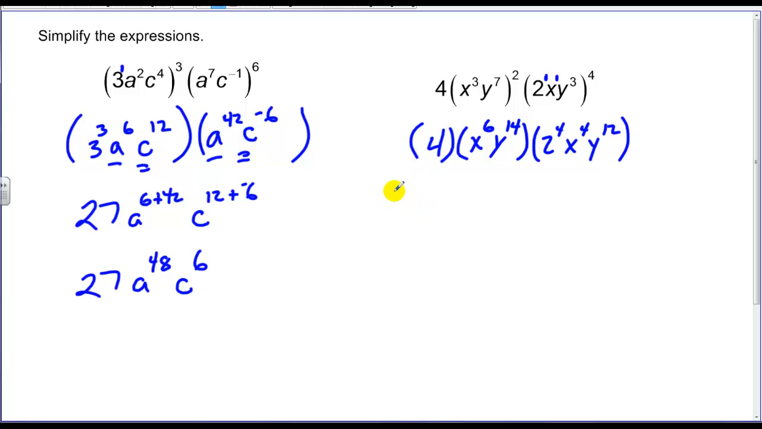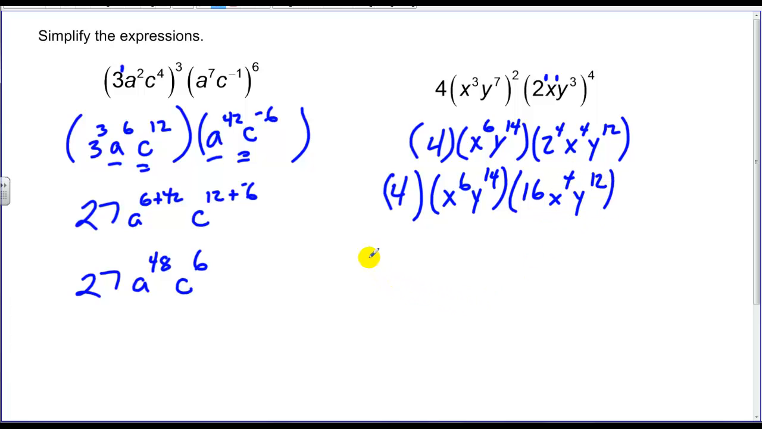Let's simplify real quick. This is 4 times x to the 6th, y to the 14th. 2 to the 4th is 16, x to the 4th, y to the 12th. Now we're going to take and multiply everything across. Since the 4 and the 16 don't have any bases with powers associated, I multiplied those two together. 4 times 16 is 64.